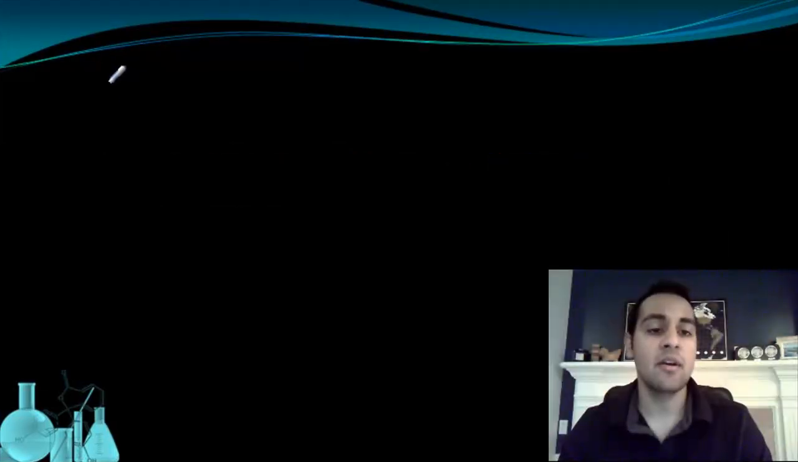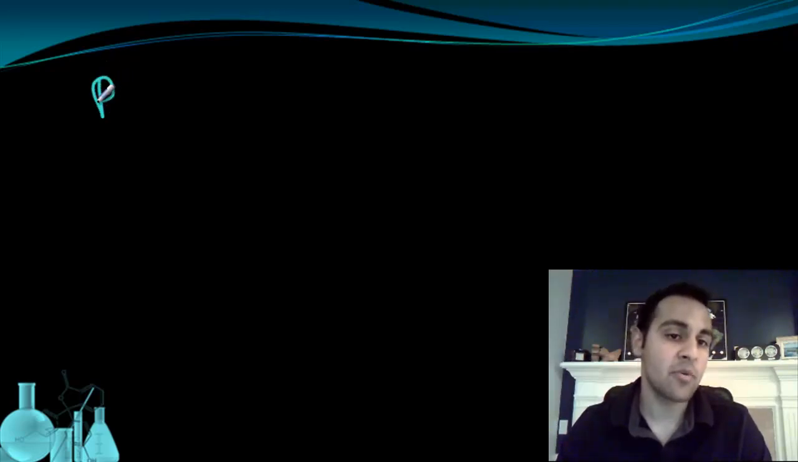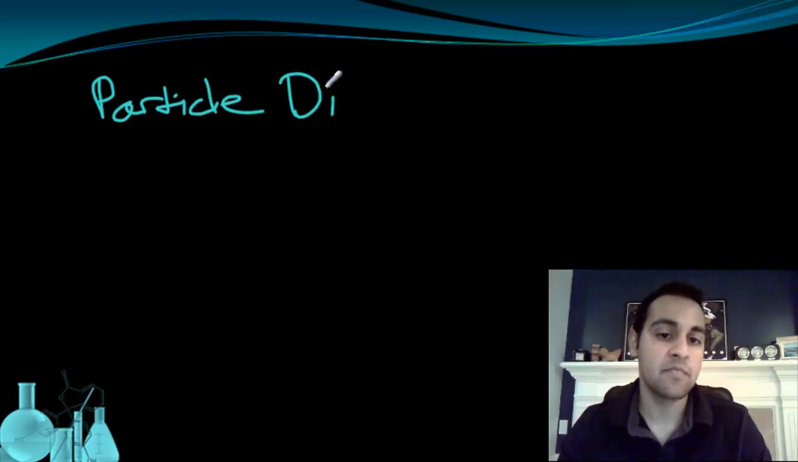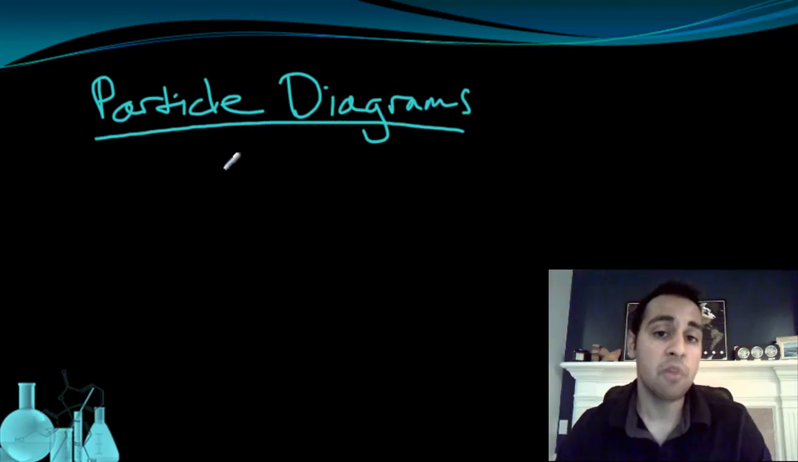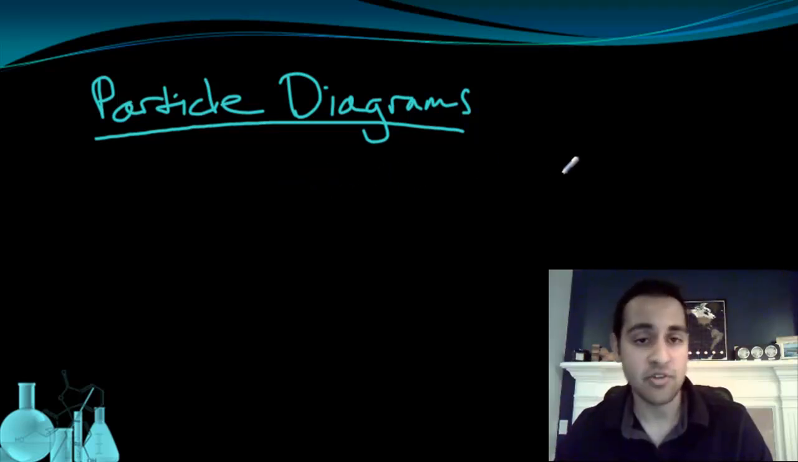So we've talked about elements and compounds and mixtures, and now we're going to look at how we can represent them visually. And the way we're going to do that is with something called particle diagrams. Okay? We're going to use particle diagrams to visually represent the atoms and molecules of elements, compounds, and mixtures.